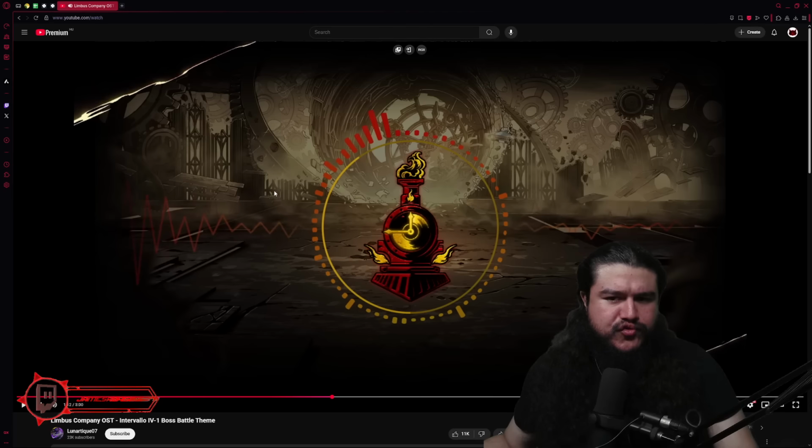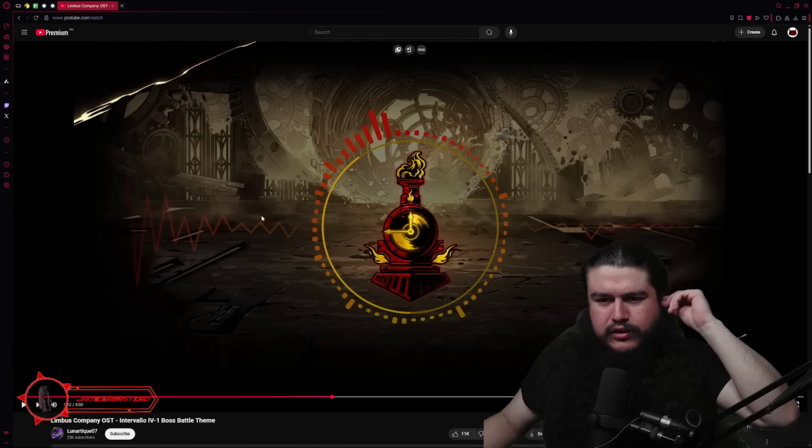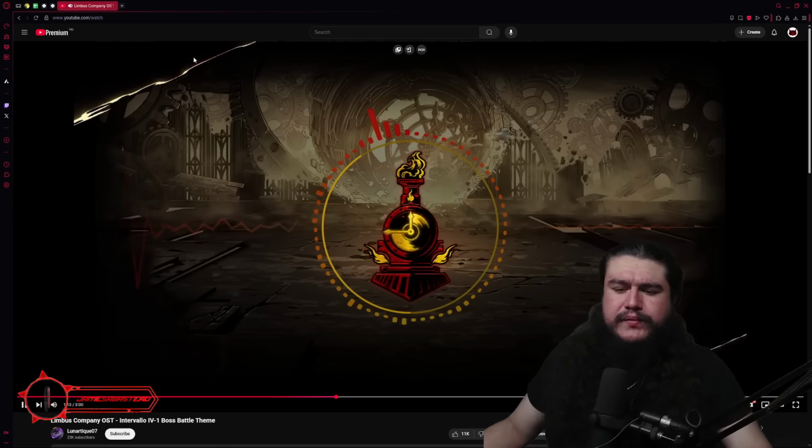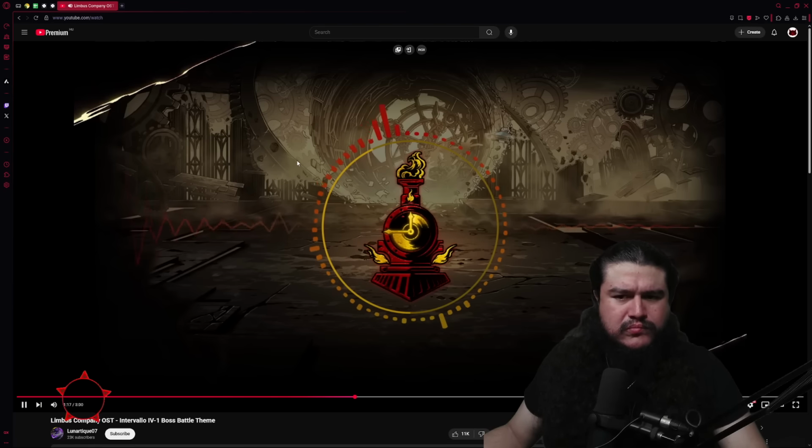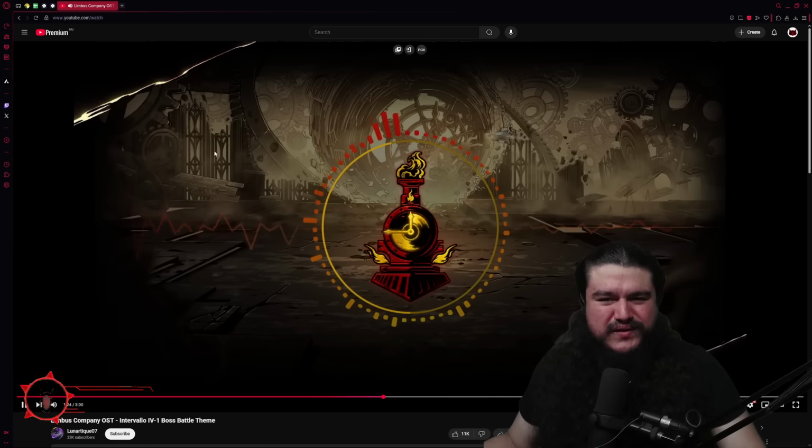I think we added strings now. I think those are violins. I think those are violins there as well. Variations of motif on the background there. Oh, the transitions are so good.